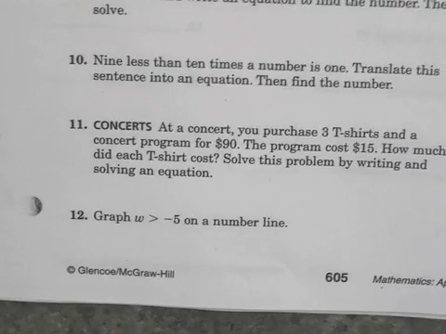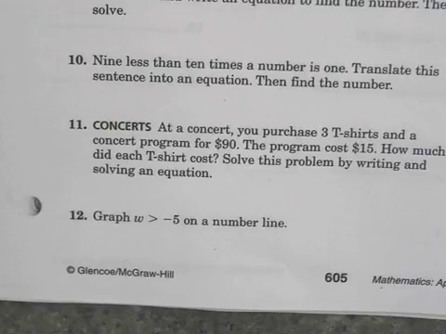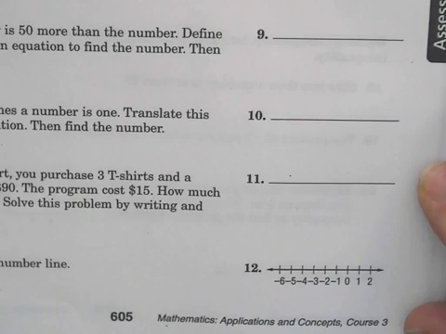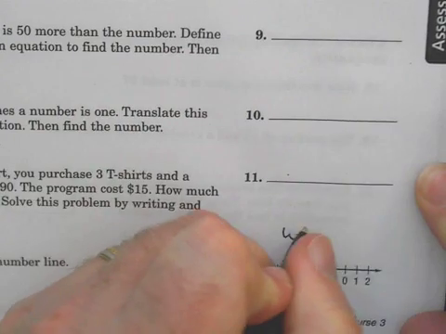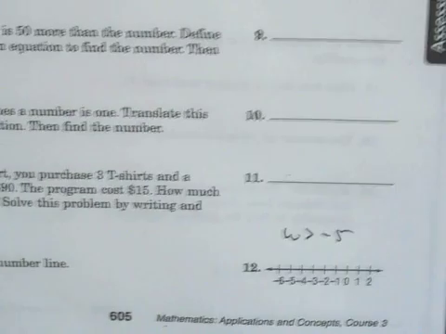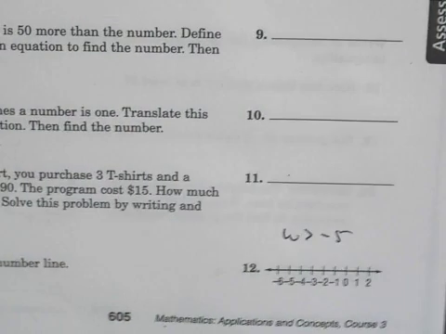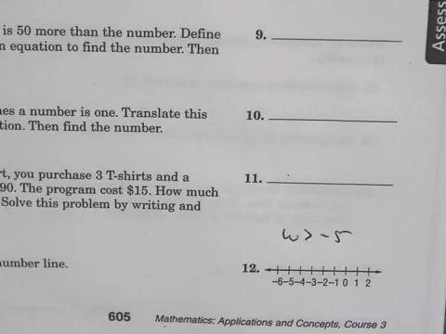Question number 12 says W is greater than -5 on a number line. So, just so you guys can see, I'm going to write W greater than -5 on a number line. Now, two major ideas you have to know on this. Who can raise their hand and tell me, is this an open circle or filled in dot?